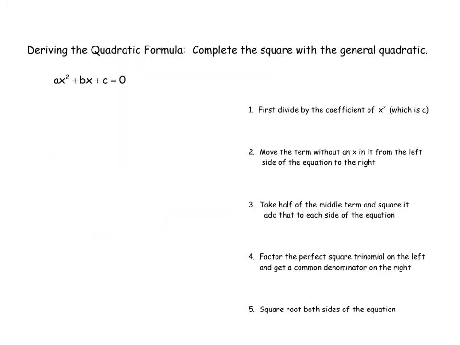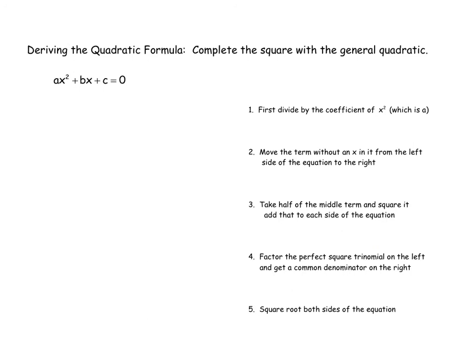Alright, the last thing for today is, have you ever wondered where the quadratic formula comes from? It's not like some random mathematician was just thinking one day, I know what's going to solve every quadratic equation. If I take the opposite of b plus or minus the square root of b squared minus 4ac over 2 times a, that's going to work every time. It actually comes from completing the square.